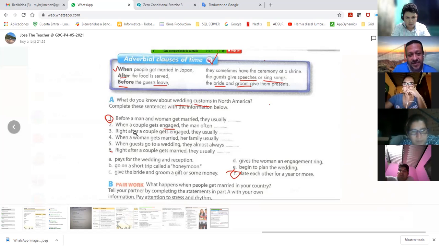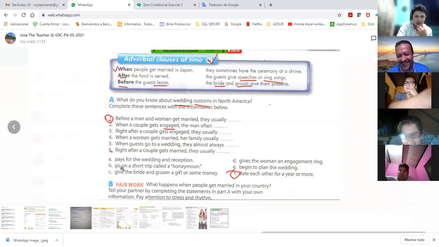Right. What's the meaning of right? El derecho. Aquí tiene otro significado. En la tercera. Right after, inmediatamente después. Ah, inmediatamente después. Ajá. A couple gets engaged. La honeymoon. La B. Después de casarse, ¿qué vamos a ver?